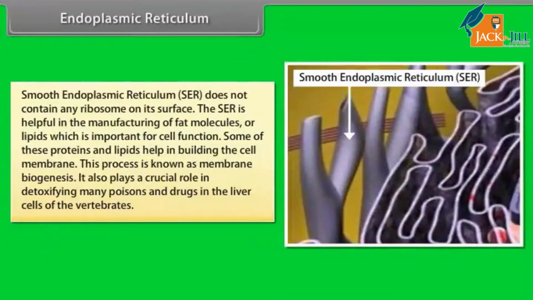The SER is helpful in the manufacturing of fat molecules or lipids, which is important for cell function. Some of these proteins and lipids help in building the cell membrane. This process is known as membrane biogenesis. It also plays a crucial role in detoxifying many poisons and drugs in the liver cells of the vertebrates.